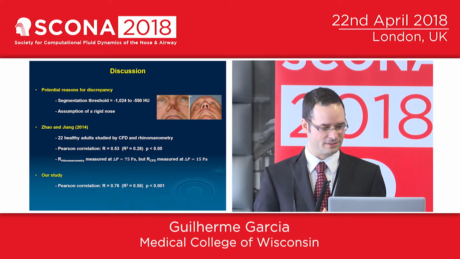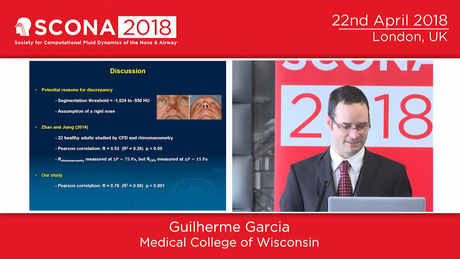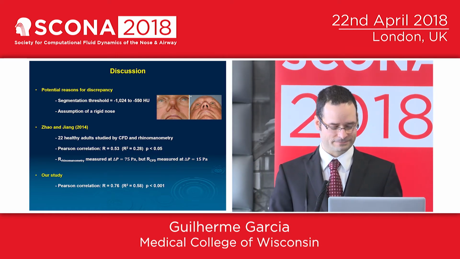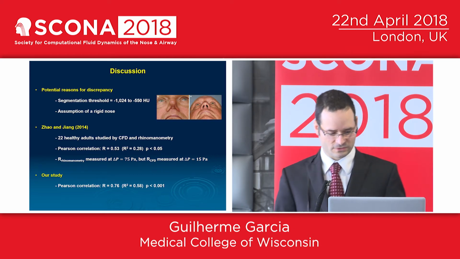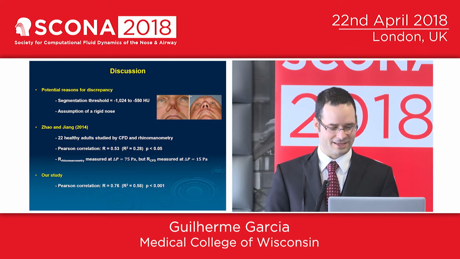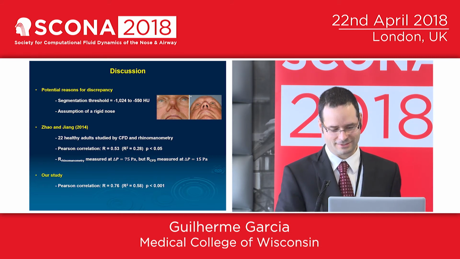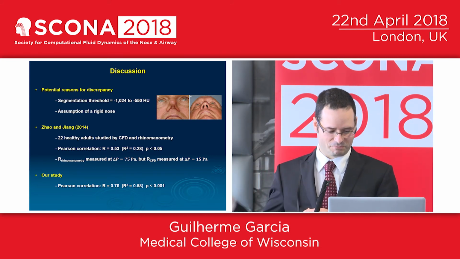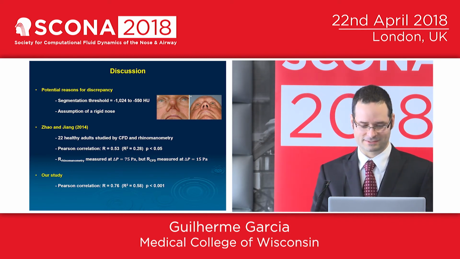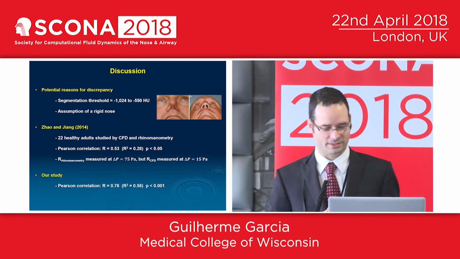The other large study I'm aware of that has done a similar analysis was performed by Zhao and Jiang in 2014, where they did a similar analysis for 22 healthy subjects. And they also found a statistically significant correlation. Their R squared was a little smaller than ours. On the other hand, they did something different from what we did. They compared nasal resistance measured with rhinomanometry at 75 Pascal, which is what we did, but they did CFD with a pressure drop at 15 Pascal. So when you look at the table in their paper, the numerical values of resistance are very similar in rhinomanometry and CFD, but they are really measured at different pressure drops for rhinomanometry and CFD.